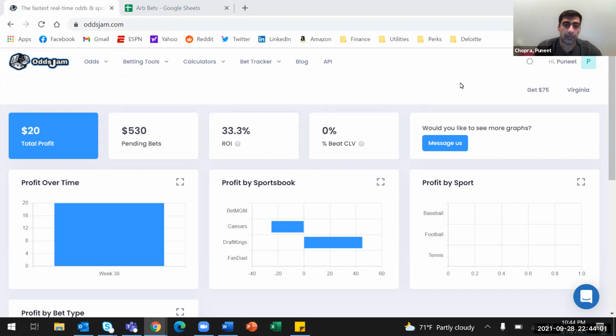Hey everybody, my name is Puneet, and today I'm going to show you a pretty cool tool for sports betting called OddsJam. Now, the purpose of OddsJam itself is pretty straightforward. You're basically guaranteeing yourself profit with every bet you make. And I know this sounds too good to be true, but trust me, as a user of this site, it's not.